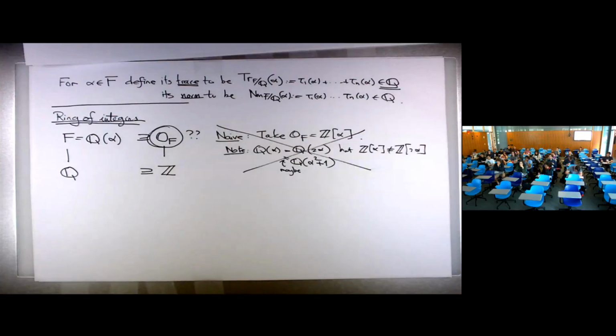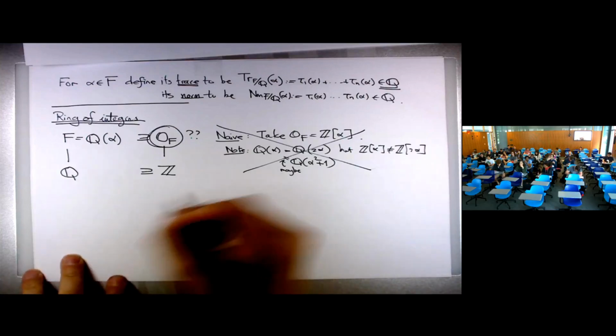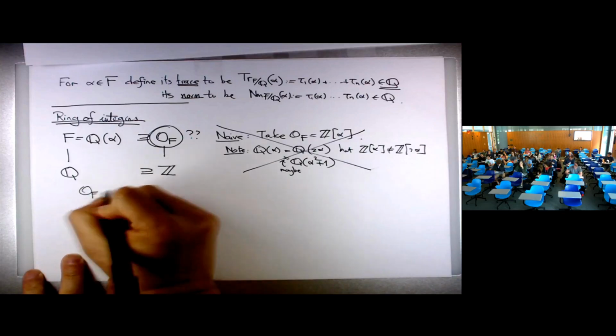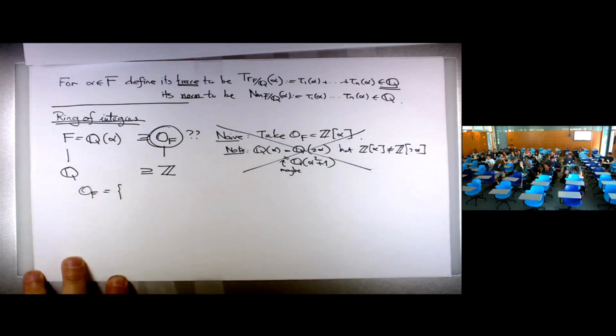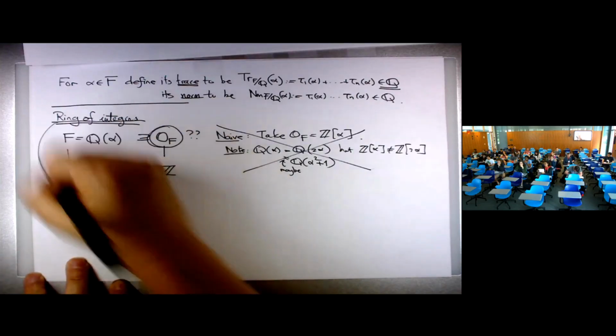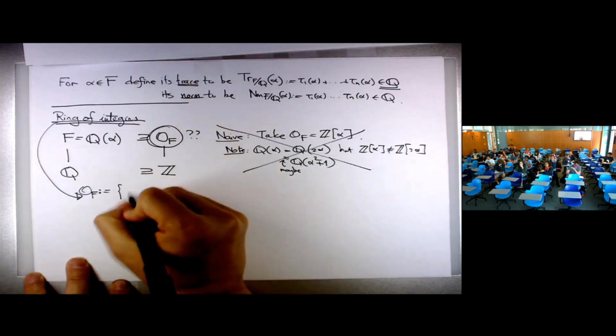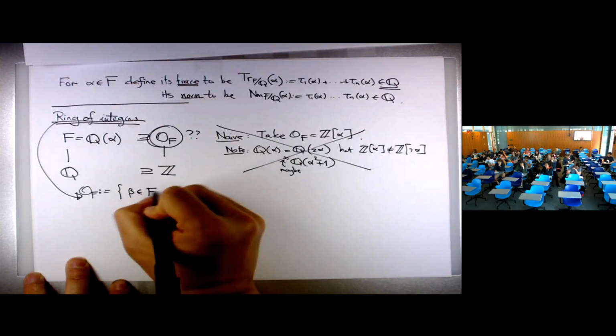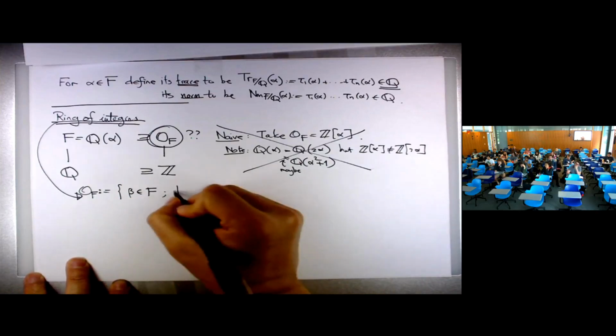That's what I'm saying. There's no good way of choice of alpha. But instead, we're going to do the following. We're going to define in some sort of abstract way. So I want to define it to be, this is a ring of integers of F. So this will be all the elements beta in F, such that the minimum polynomial.